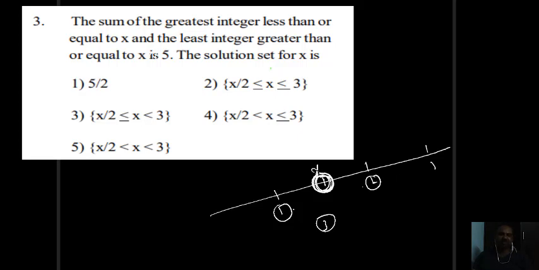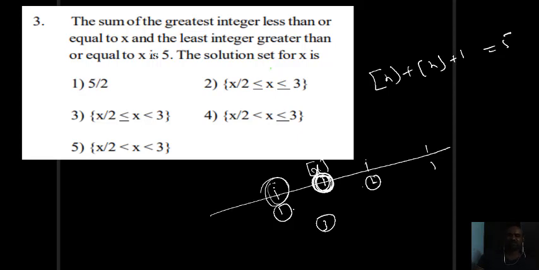x is there. The greatest integer of x is floor x only, and the immediately higher integer is floor x plus 1. What it is saying is that floor x plus floor x plus 1 should be equal to 5. What is the range of x? That is the problem. Once again I will explain.